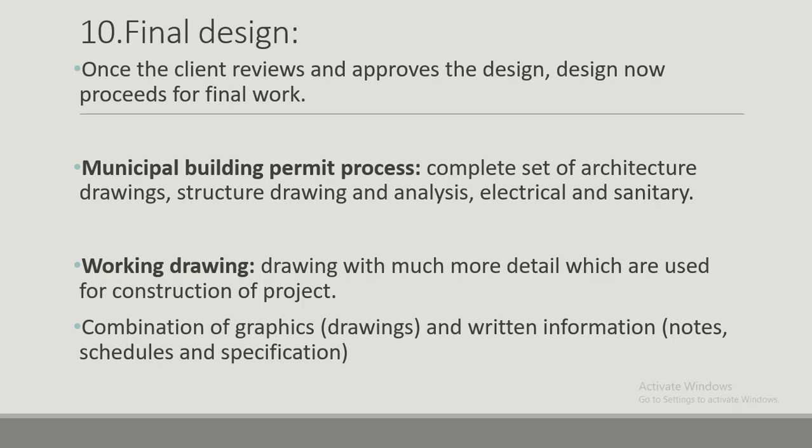Here we produce two types of drawing. First, the municipal building permit process, which is a complete set of architecture drawings, structure drawing and analysis, electrical and sanitary, to seek the permission from the concerned authority for construction. Second, the working drawing, which are drawings with much more detail used for construction of the project. This is a combination of graphics, that is drawings, and written information such as notes, schedules, and specification.